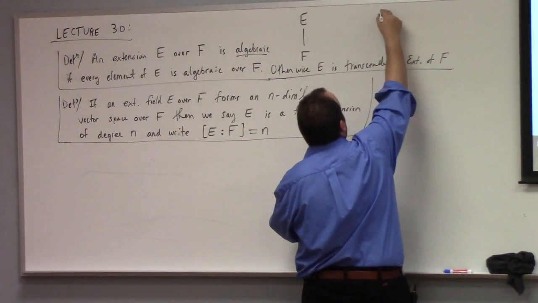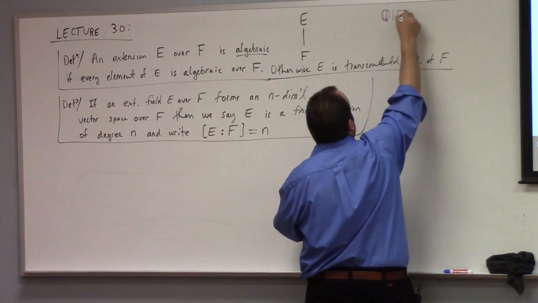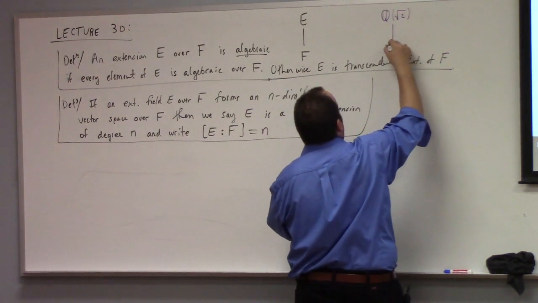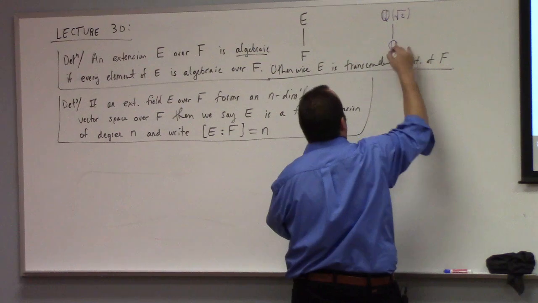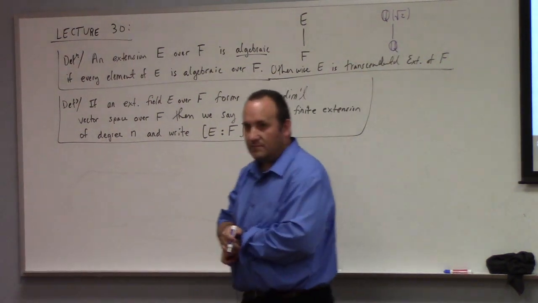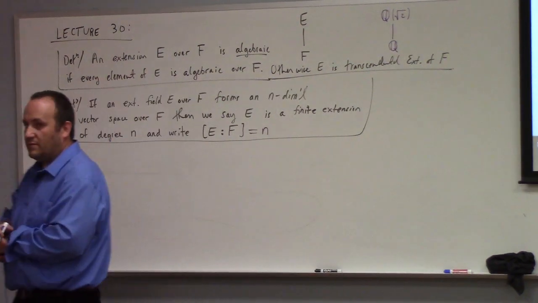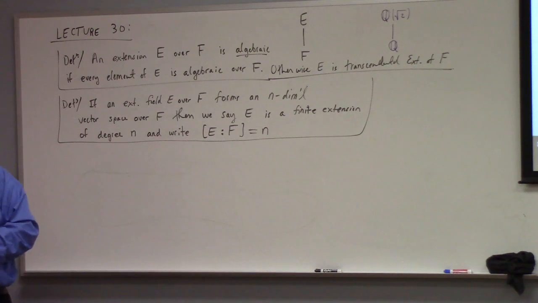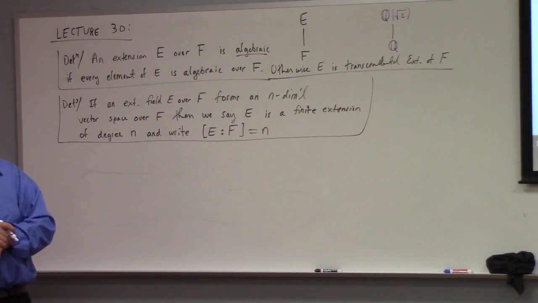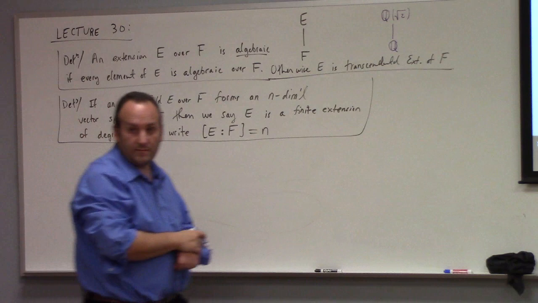Certainly, if we look at Q adjoin the square root of 2 over Q, that is an algebraic extension of degree 2. Why, how do I know every element of Q adjoin the square root of 2 is algebraic?